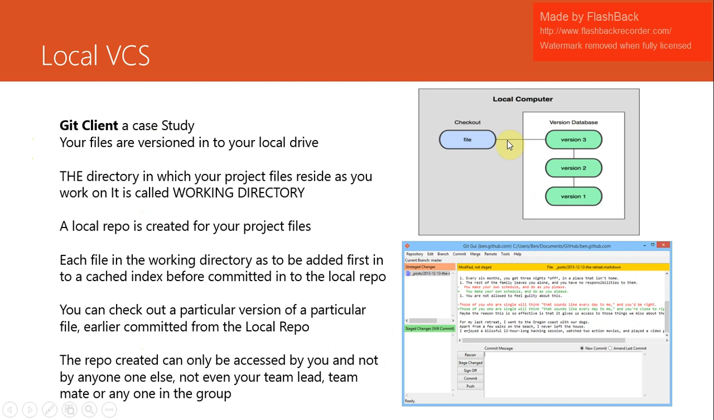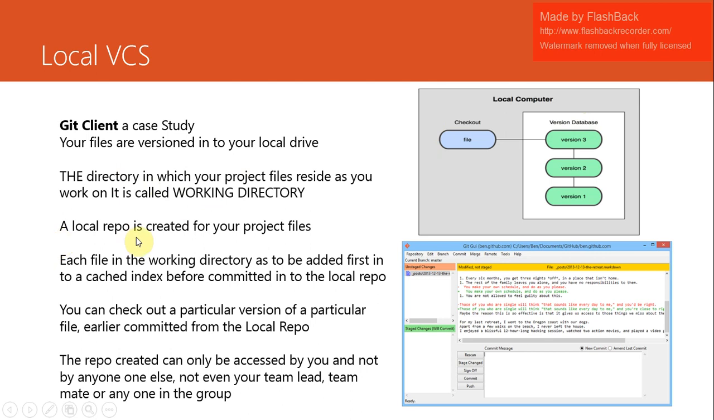Look at this image. There is a file, and there is a white box where you can version into. That white box is a version database. That's what Git client is. Now, there is a directory in which your project actually is. Of course, there will be a directory in your computer where the project you are working on, the file you are working on, resides. That file or that folder is called the working directory.